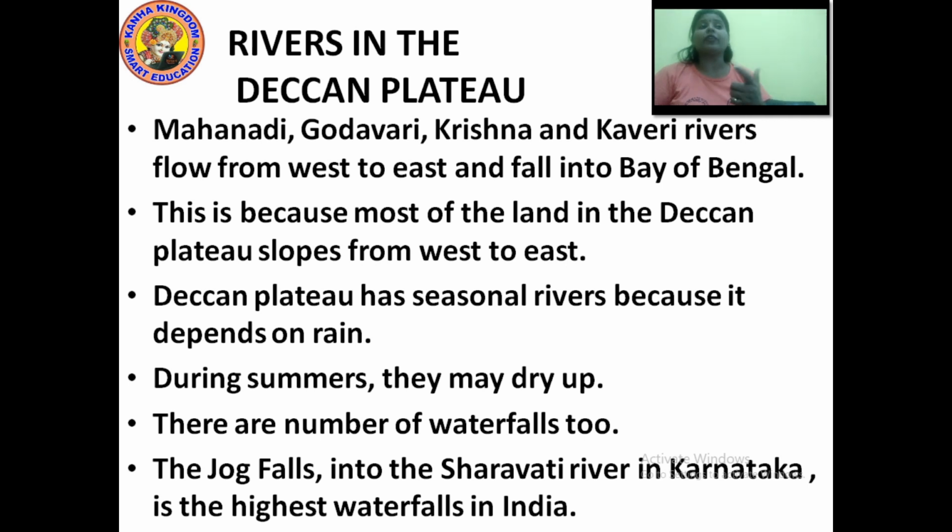So usually the rivers of the Deccan Plateau, Mahanadi, Godavari, Krishna, Kaveri, are the important rivers which flow from the west to the east and go into the Bay of Bengal, because the land of the Deccan Plateau slopes from west to east. That is why they are coming from west to east. The Deccan Plateau has seasonal rivers. Why? Because they depend on the rainfall. In the summer season, they may dry up.